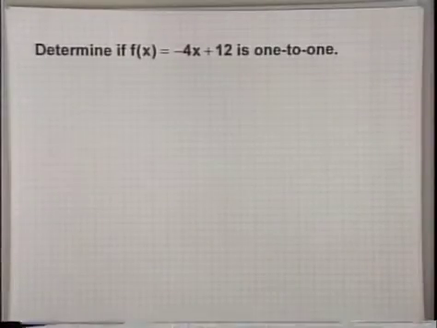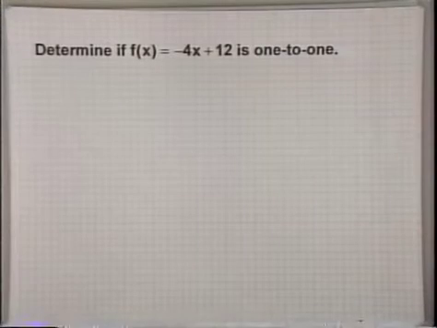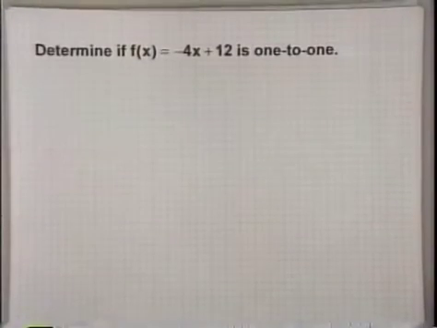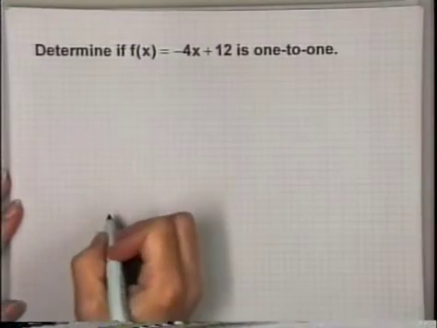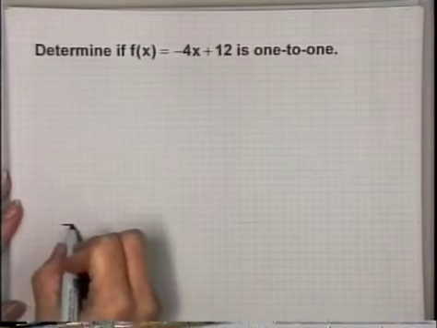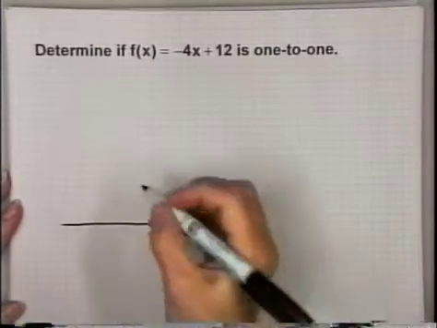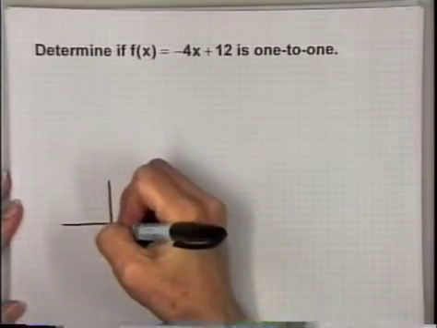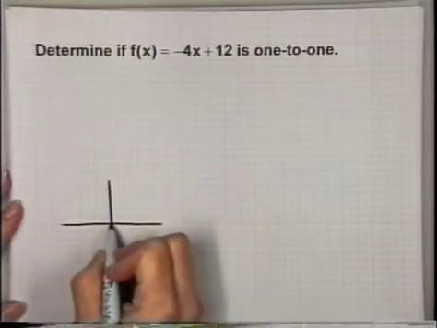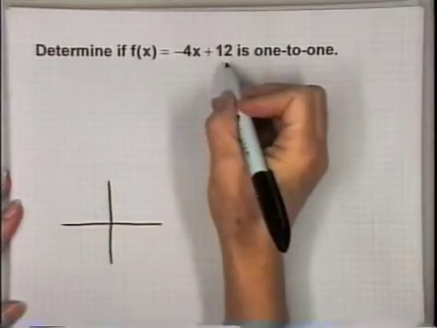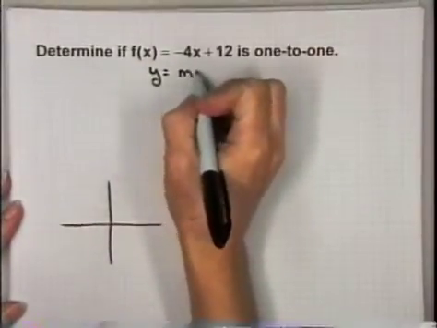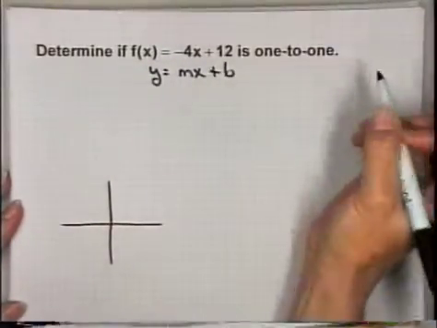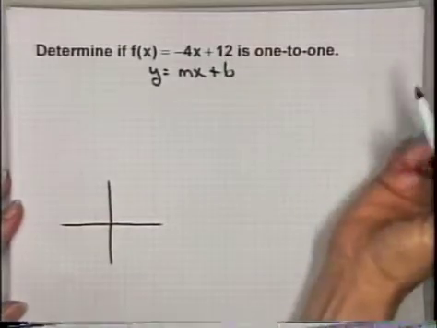Now, let's look at this problem. We are to determine if f of x equals negative 4x plus 12 is 1 to 1. Well, you might perhaps recall what that graph looks like. Let's just do a quick little graph right here. I'm going to put an x-axis right here and a y-axis right here. We'll use this as the origin. We know, of course, this is a linear function. This is like y equals mx plus b here, isn't it? So my y-intercept is 12.